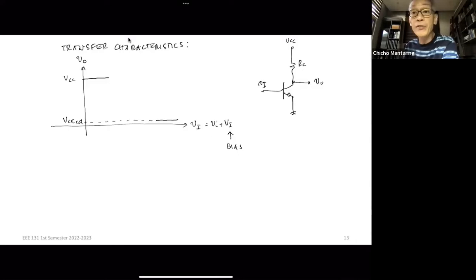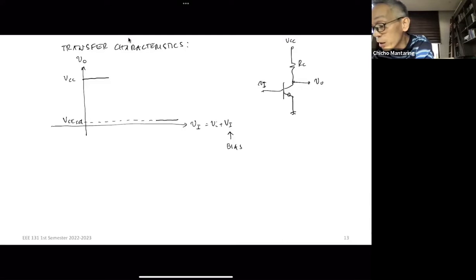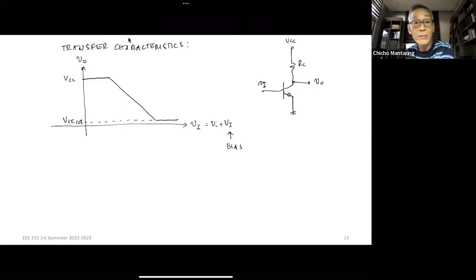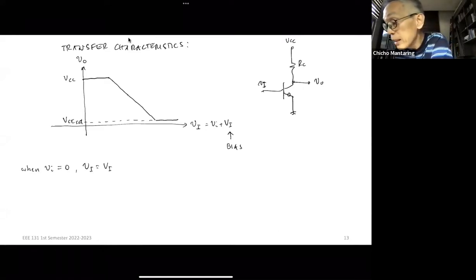Pag masyadong malaki yung V's of I, magsasaturate yung transistor ko. And in between the two, it's linear. Okay. Now, when V's of I is equal to 0, this is small v, small i, then V's of I will just be equal to V's of I. No? So let's say that this is that point, this is capital V, capital I.